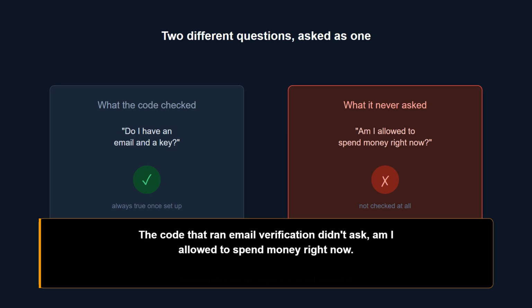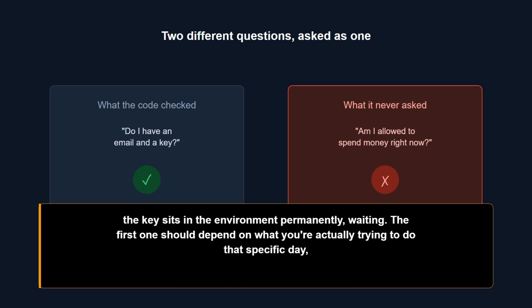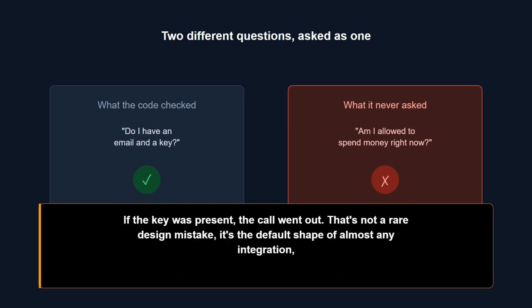The code that ran email verification didn't ask, "Am I allowed to spend money right now?" It asked, "Do I have an email and a key?" Two very different questions. The second one is always true. Once you've set up the integration, the key sits in the environment permanently, waiting. The first one should depend on what you're actually trying to do that specific day with that specific batch of data. Nothing in the code separated those two questions. If the key was present, the call went out.